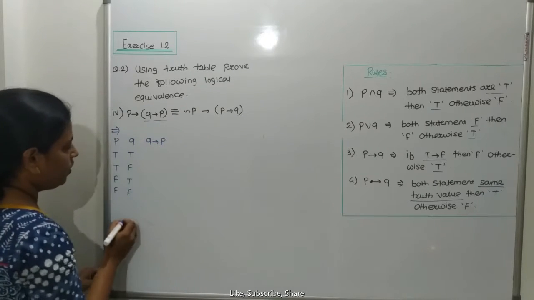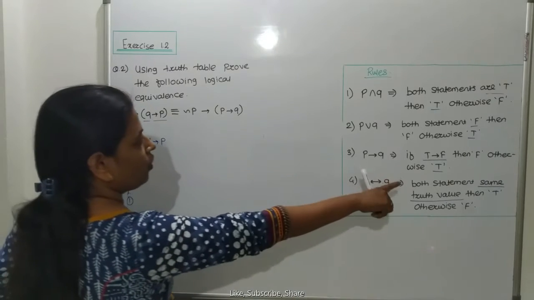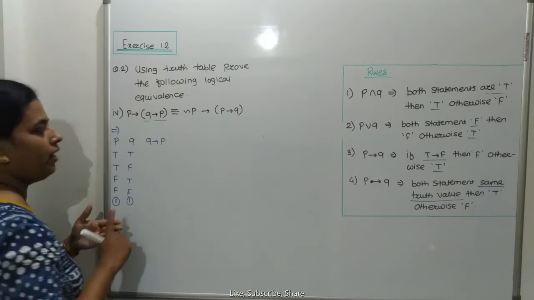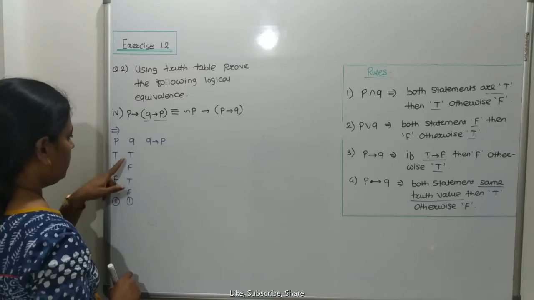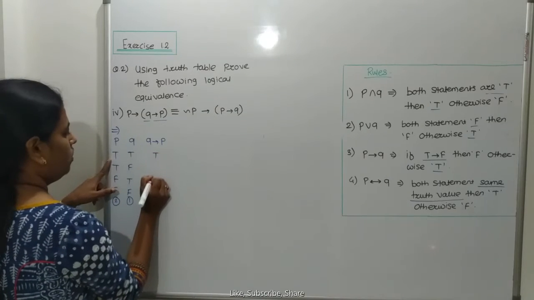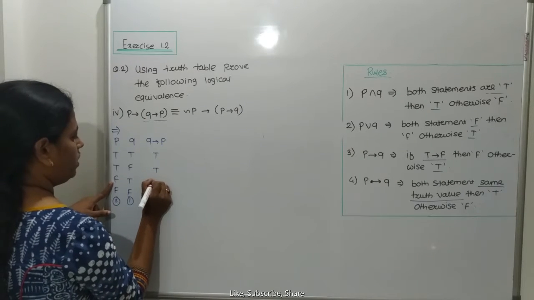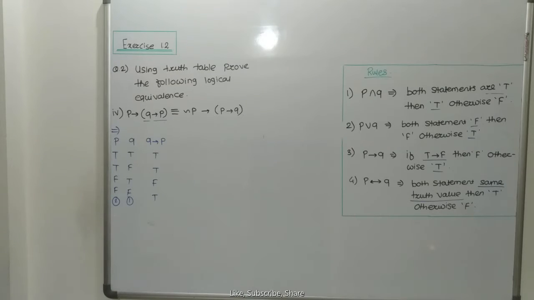For solving this, we consider this one as the first statement and this one as the second. For single implication, what do we have to check? We have to check the pair true and false, then only it is false. True, true is true. False, true is also true. But true, false is false. And false, false is true. Clear?